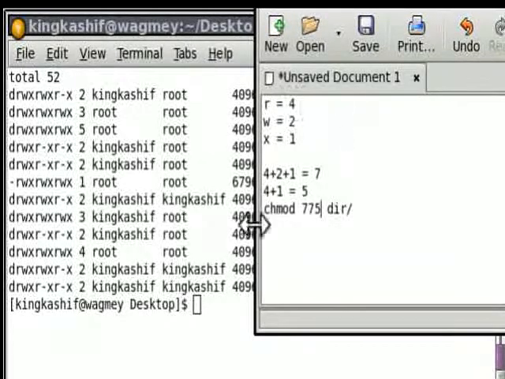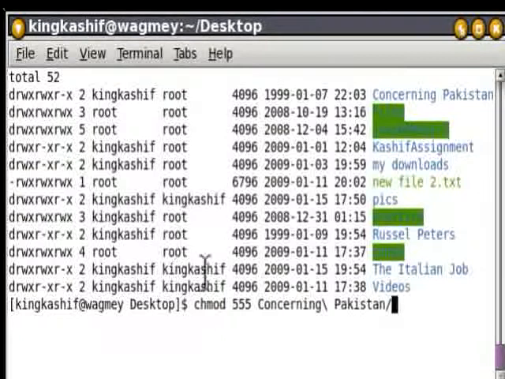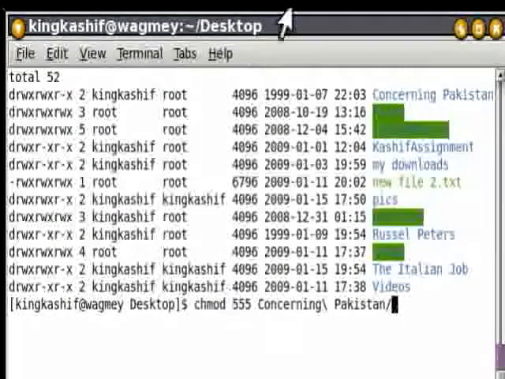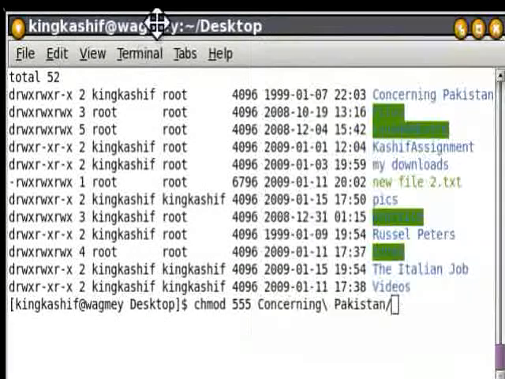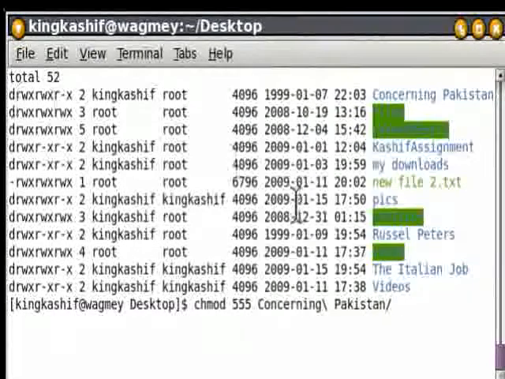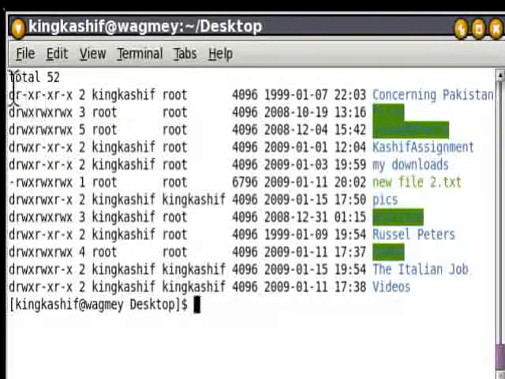Okay, what if we give 555? Let's apply this. Chmod 555 concerning Pakistan. What does 5 mean? 5 means read and execute. 4 plus 1, 5. So read and execute only. So all section will have read and execute permissions only.